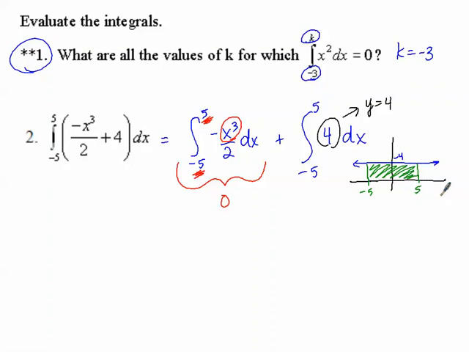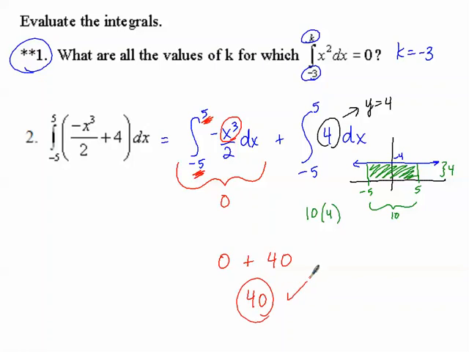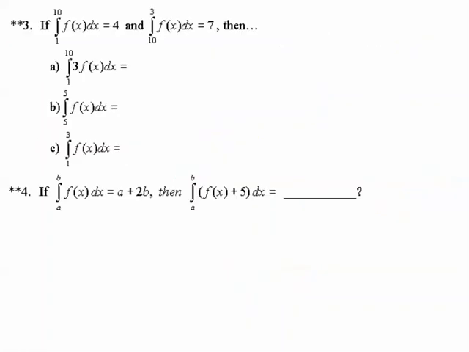What's the area of a rectangle? It's width times its height, or its length times its height. How long is it? 10 units. How high is it? 4 units. So what is 10 times 4? 40. So splitting this up, we have this area of 0 plus this net area of 40, and without having to do too much work using our properties, we're done with that one.